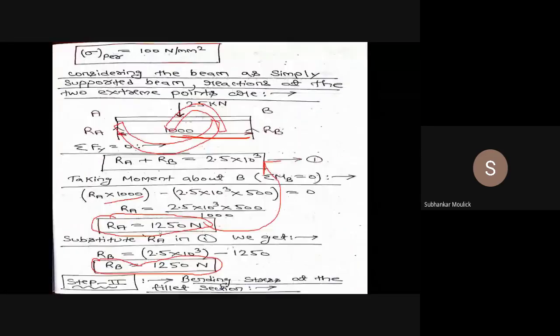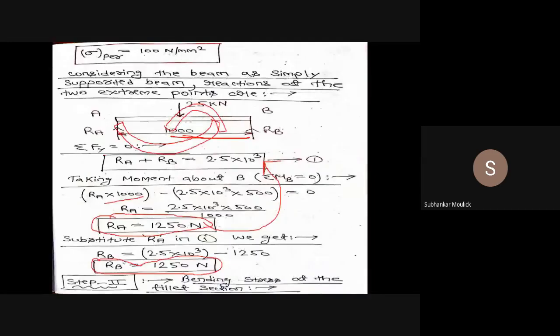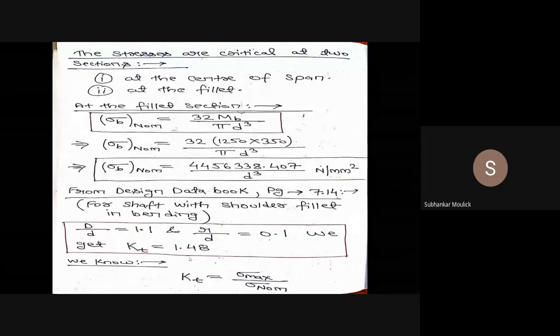Now tell me what is the value of small r by d from this problem? We know that small r is nothing but the fillet radius, and this small r is 0.1 times d. So small r by d is equal to 0.1. See, capital D by d is 1.1, small r by d is 0.1. So from the design data book, page number 7.14, for a shaft with shoulder fillet in bending, with capital D by d 1.1 and small r by d 0.1, the corresponding value of Kt. So let us find out.